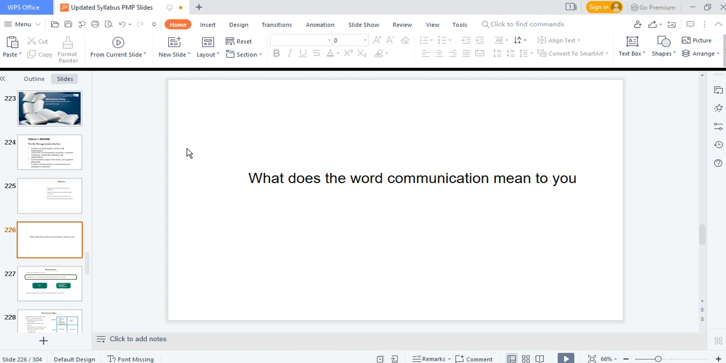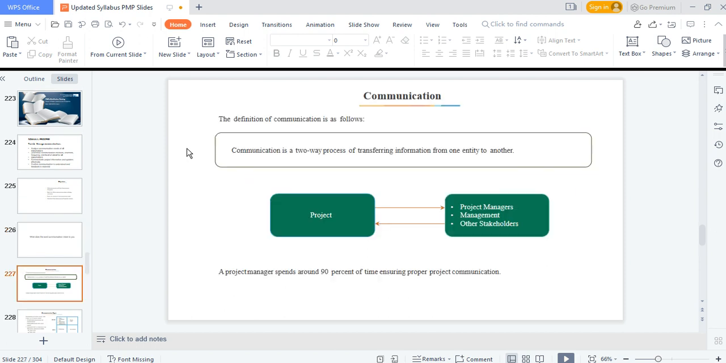So the next thing we're going to be looking at is communication. What does the word communication mean to you? People are going to be able to deliver their intents. People are going to be able to deliver results. So people are also going to be receiving all of this. So that two-way process of transferring information from one thing to the other is what you call communication. So people are going to be talking, saying something, passing information.